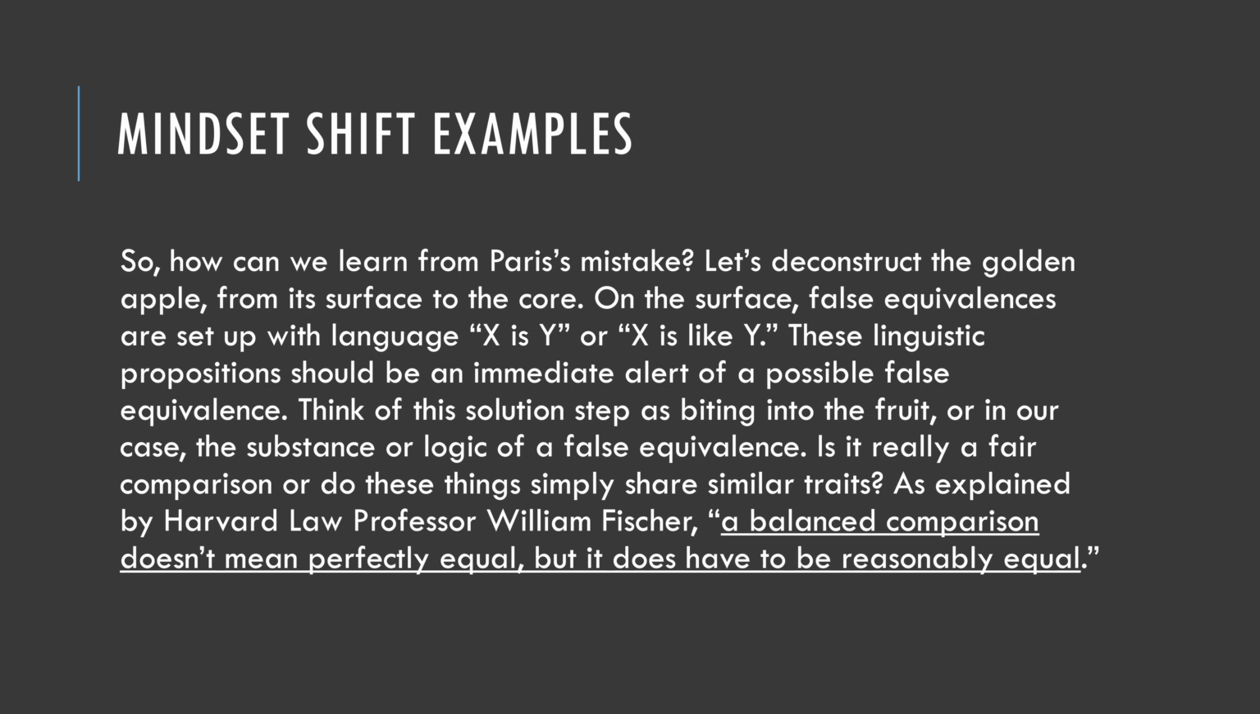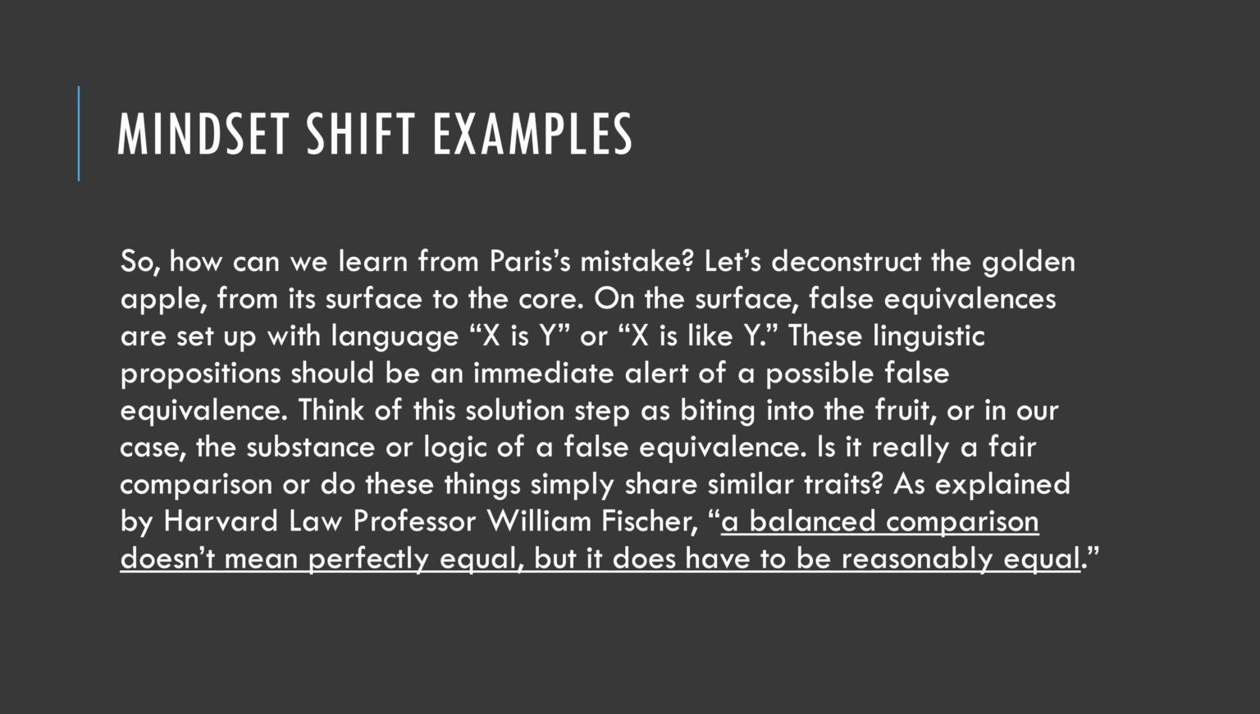So, how can we learn from Paris's mistake? I believe this is the false equivalence speech. Let's deconstruct the golden apple from its surface to its core. On the surface, false equivalences are set up with language: X is Y or X is like Y. These linguistic propositions should be an immediate alert of a possible false equivalence. Think of the solution step as biting into the fruit, or in our case, the substance or logic of a false equivalence. Is it really a fair comparison, or do these things simply share similar traits?